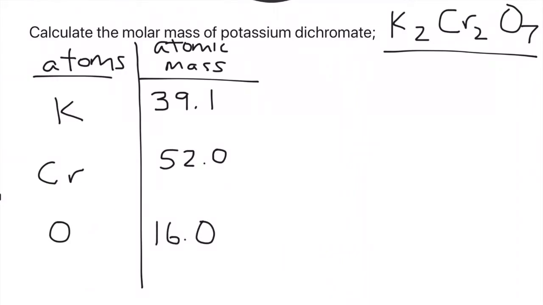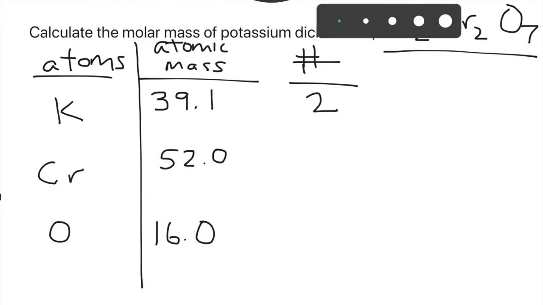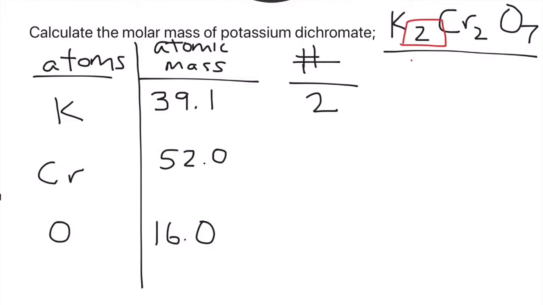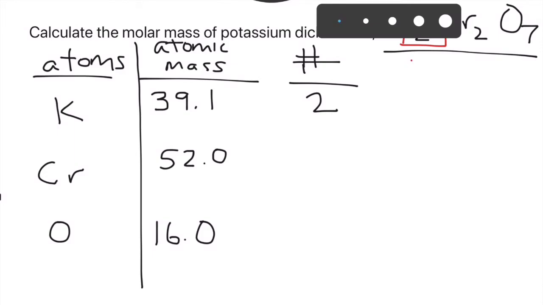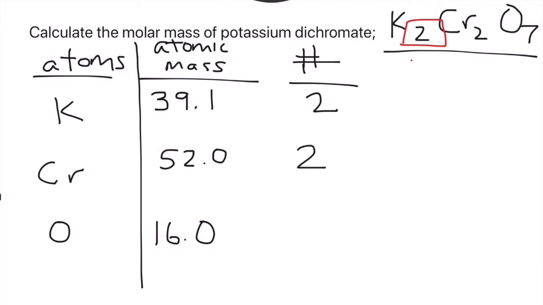So we have our atomic mass of each of the atoms, and now we have to take the number of each atom present in the compound into account. So for potassium, we have 2 potassiums. Again, we get that from the subscripts that is directly in front of the atom. And for chromium, we have 2 chromium, again, right from the subscript. And then oxygen, we have 7 oxygens. So we have the atomic mass of each of the individual atoms.